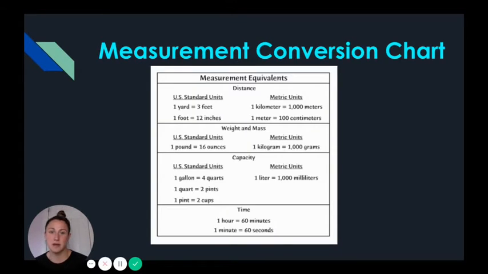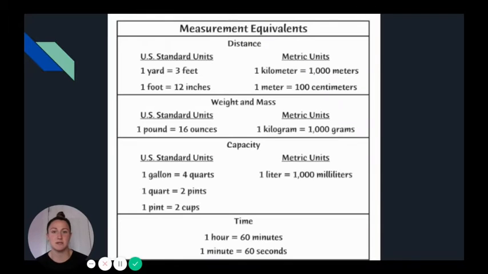So just to remind you, it's important to look at this measurement chart that goes through our standard units of measure that we use here in the United States to measure distance, weight and mass, or capacity, or even time. Just to make this a little bit bigger, we see here that 1 yard is equivalent to 3 feet, 1 foot is equivalent to 12 inches, and so on. And I'm going to show you an easy way to set up your thinking when converting measurements.